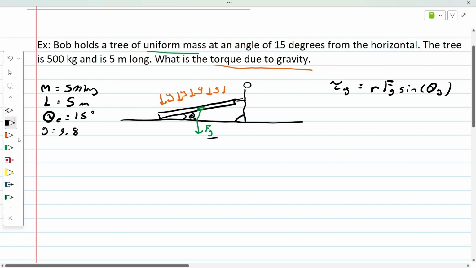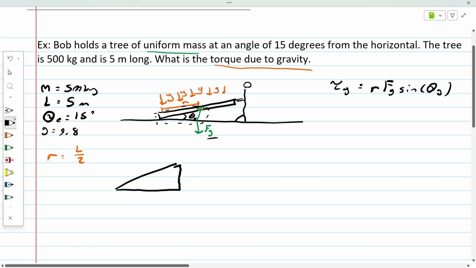And so what is the radius? Well, it's not going to be the length of this whole tree, because the force is being applied right at the middle. So this radius is going to be one half, so the radius will be just the length of the tree divided by 2. But then we need this angle, and so I'm going to blow this little piece right here up into a larger triangle.